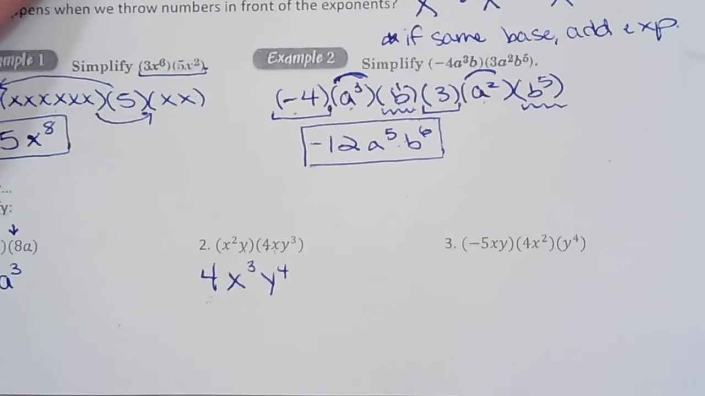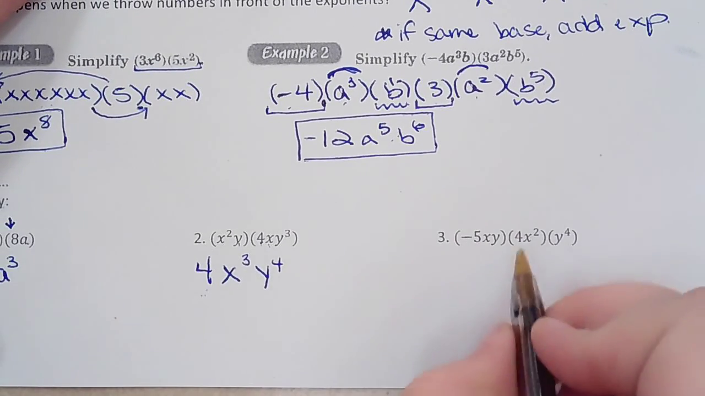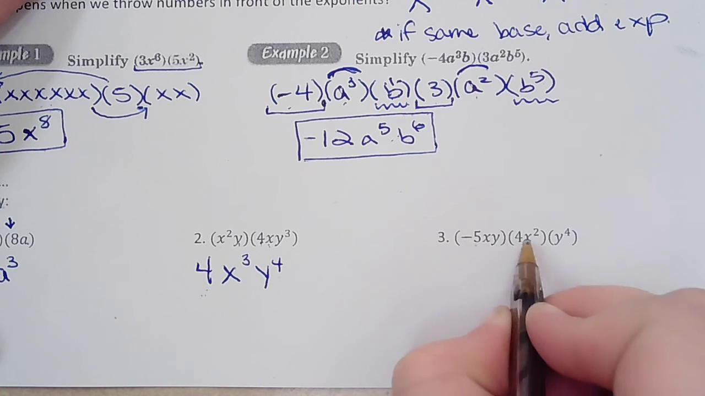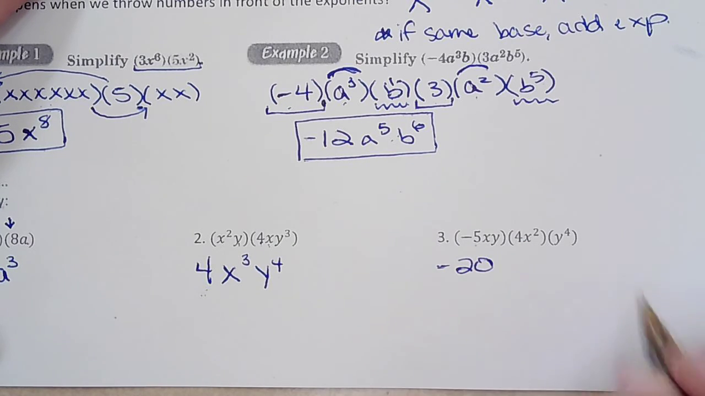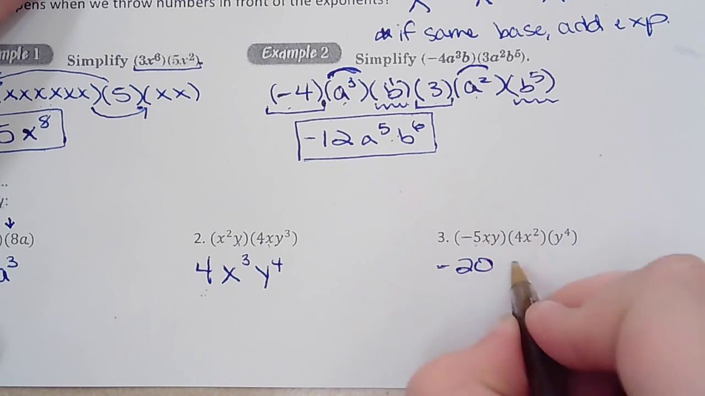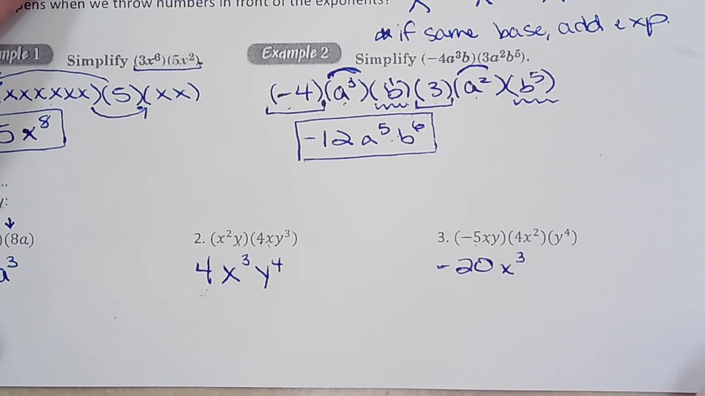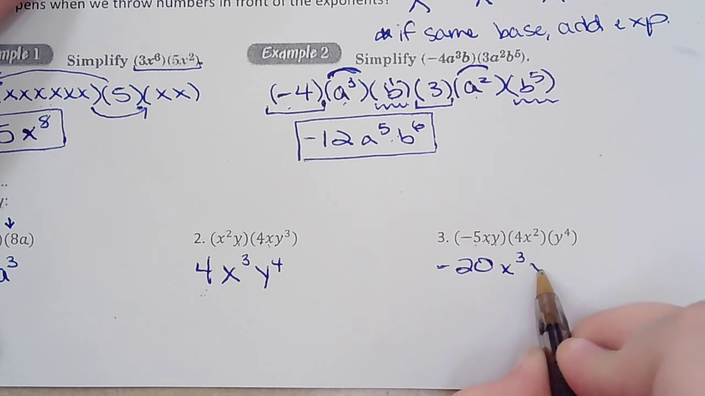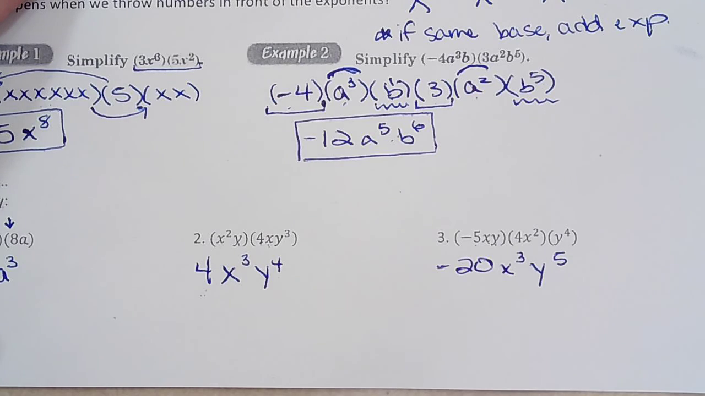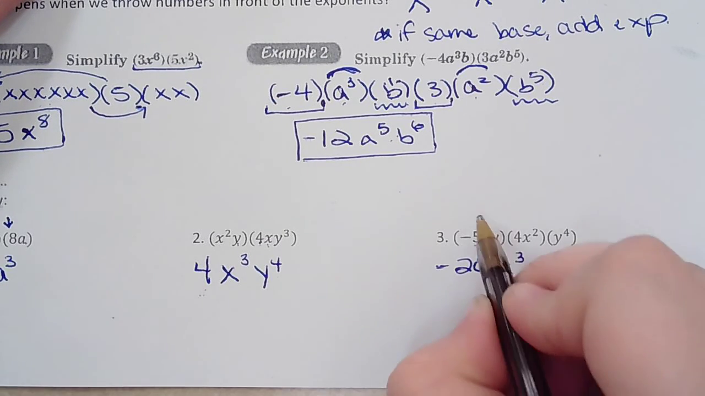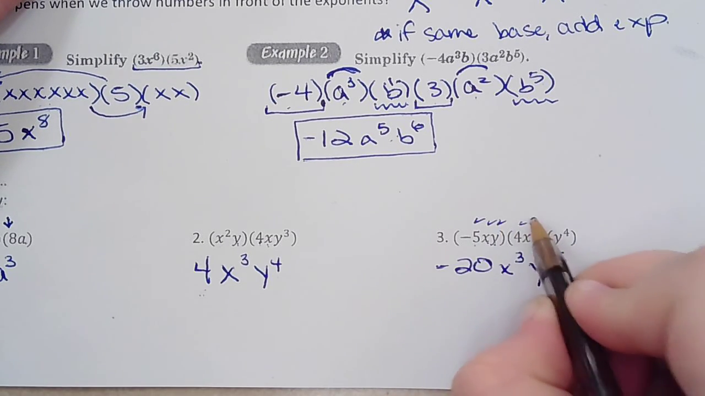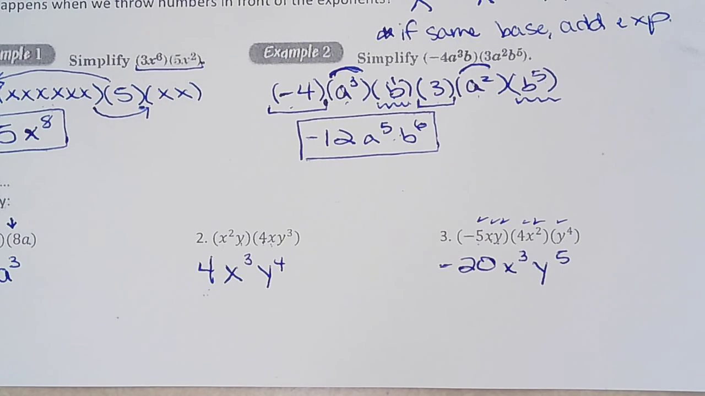All right, one last one. Even though this has 3 terms, we do the same exact thing. We're going to combine those like terms. Negative 5 and 4 becomes negative 20. My x to the 1 and my x squared becomes x to the 3. And my y and my y to the 4 become y to the 5. I've now checked off every little piece. I don't forget anything. And that is my final answer.